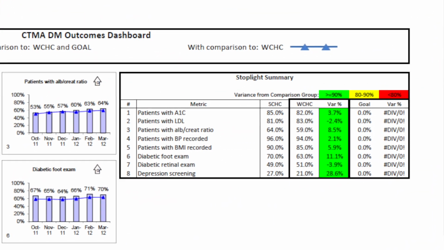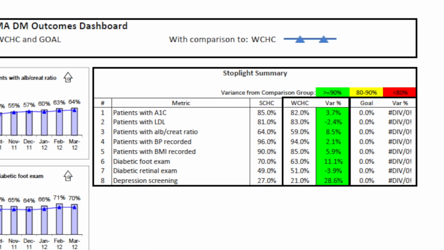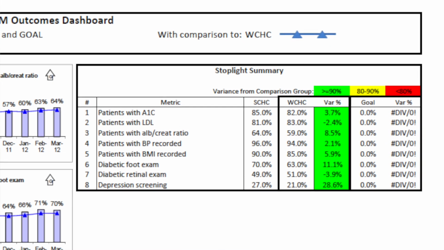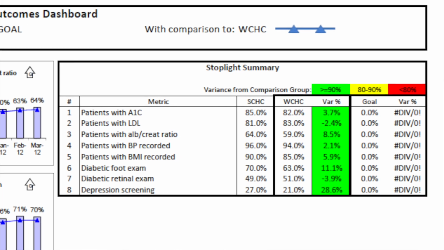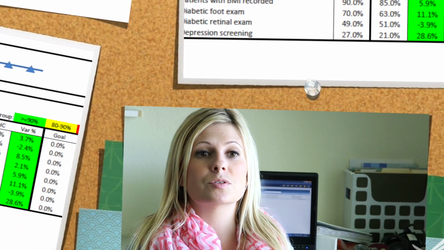So what we do monthly is we have a quality assurance dashboard that measures those outcomes, and we print them out by care team, and then we're able to show that medical assistant how well they're doing.